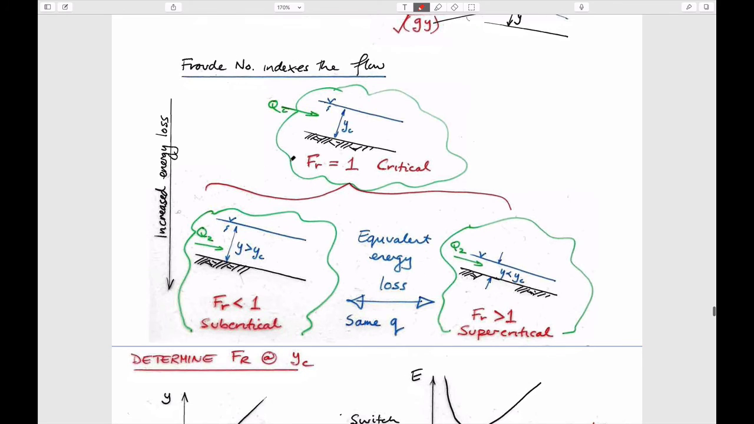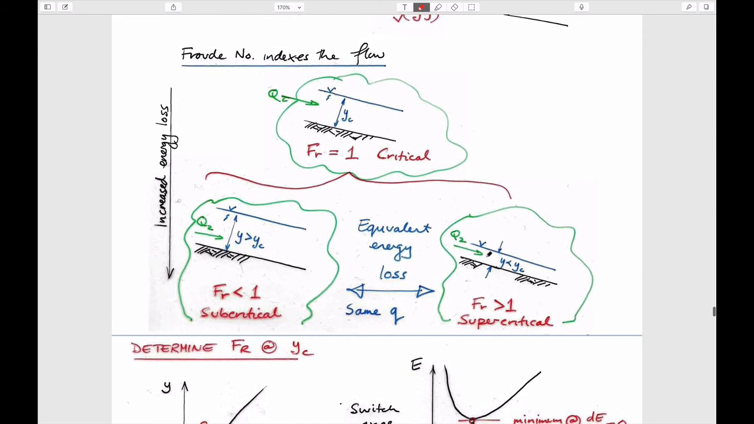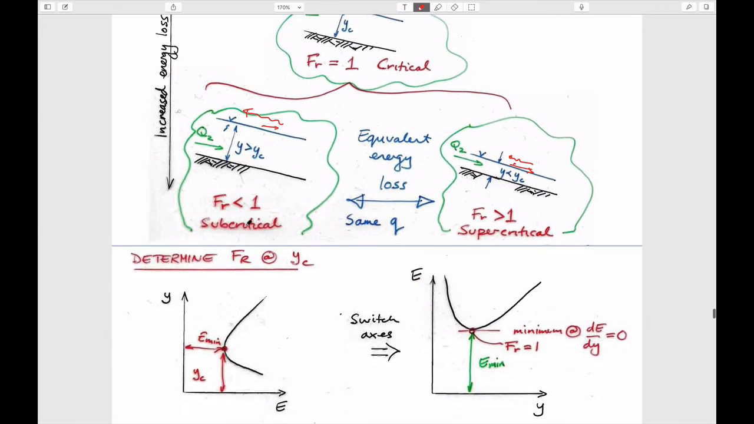This is the explanation of what's going on. It's really related to the fact that at supercritical flow, the flow downstream is faster than the wave speed upstream. So the downstream flow can't communicate, send information back to the upstream. At subcritical flows, it's flowing slower. The downstream flow is slower than the upstream wave velocity, so it can send information.